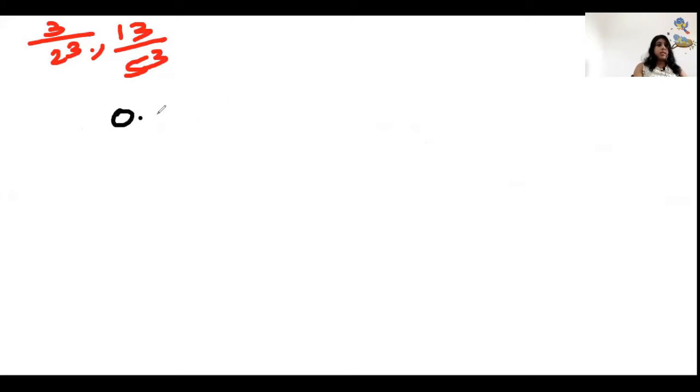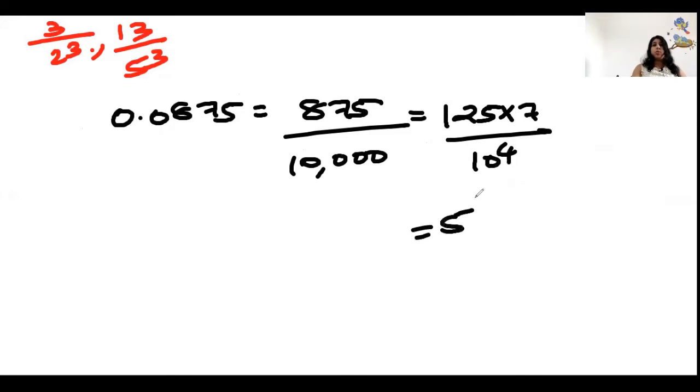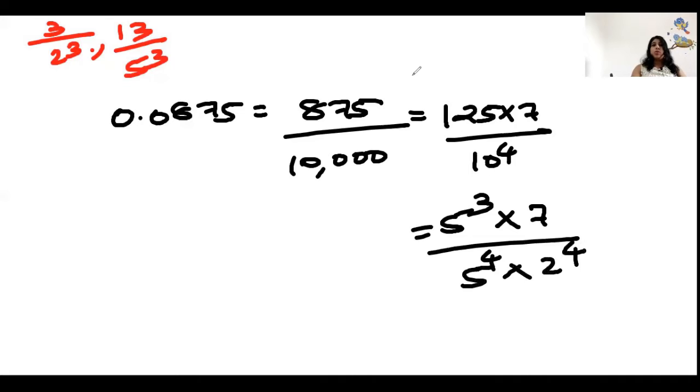Next is 0.0875. How can I write it? 875 divided by 10,000. 875 is actually 125 into 7 divided by 10 raised to 4. 125 again I know that I can split as 5 cube into 7 divided by 5 raised to 4 into 2 raised to 4. Here cube is there, here 4 is there. So I can cancel this and only 1 is remaining there. So my remaining answer is 7 by 2 raised to 4, with a 5.